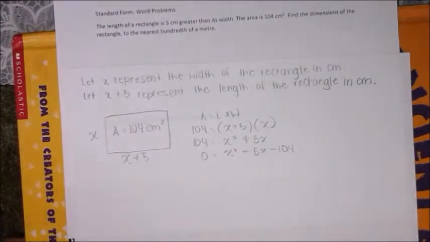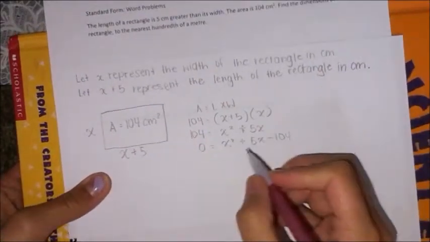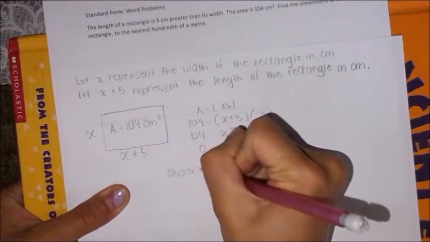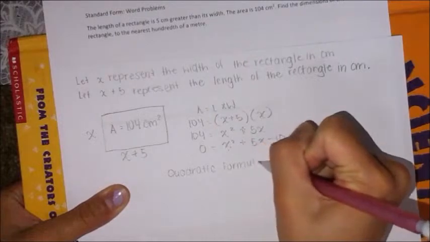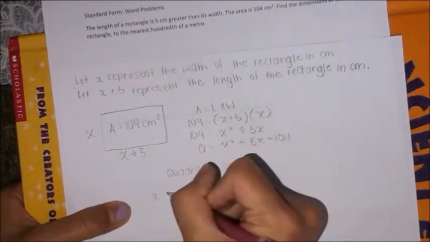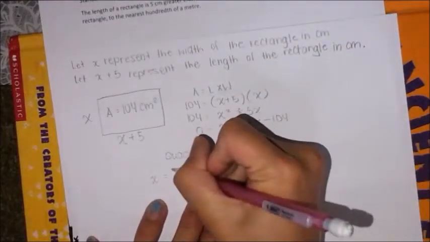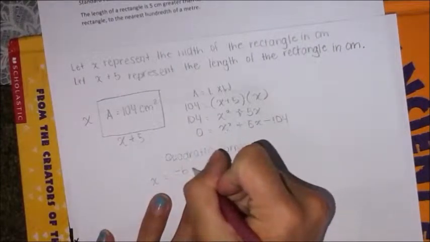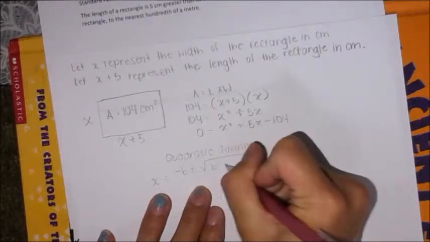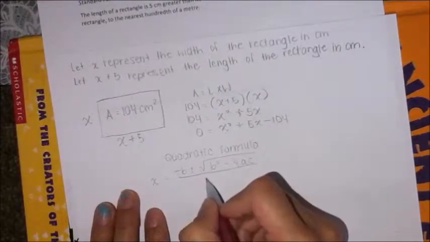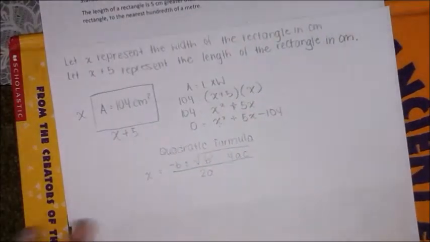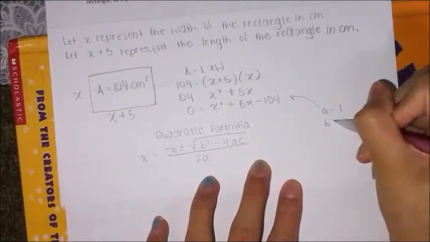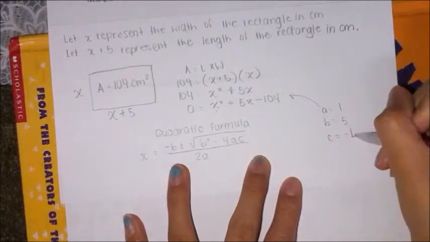What I'm going to do now is find my value of x, and I'm going to do that by using the quadratic formula. The quadratic formula is x equals negative b plus or minus the square root of b squared minus 4ac, all divided by 2a. That is the quadratic formula. Now, from this equation, I can see that my a value is 1, my b value is 5, and my c value is negative 104.